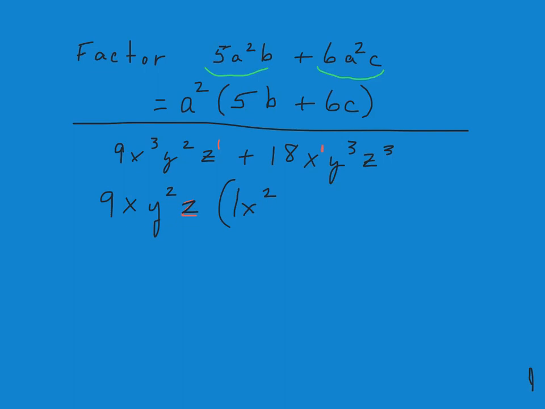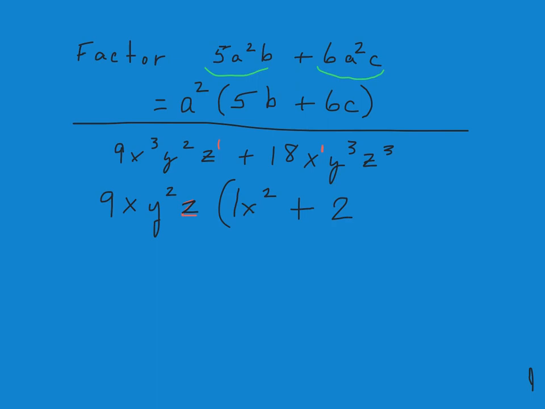And the z to a first power, we have pulled 1 factor of z out. So the only thing left from that first term that needs to be inside the parentheses is x squared, or 1x squared if you want to write the 1. And then from the second term, so we have the plus sign still. From the second term, 18 divided by that 9 leaves us with a 2 for the coefficient.